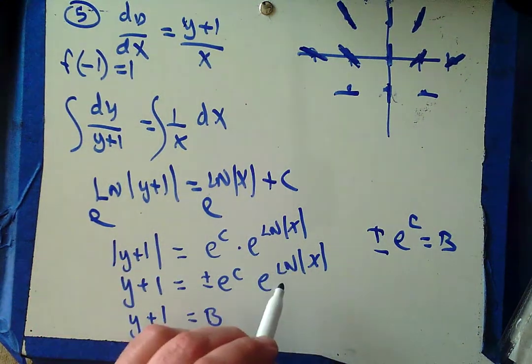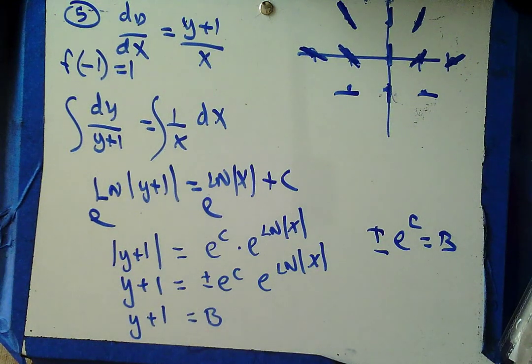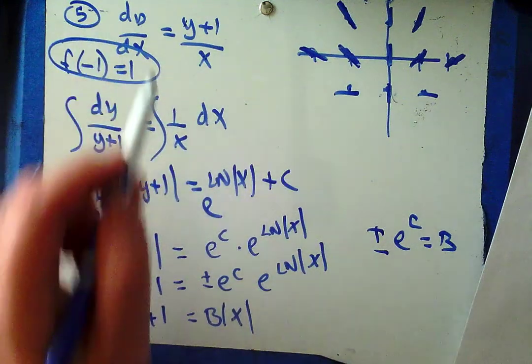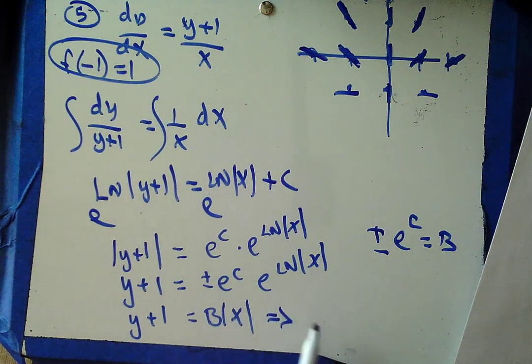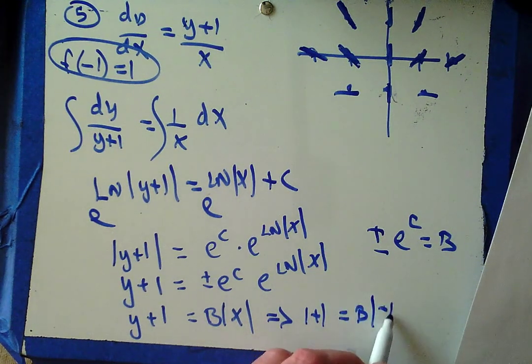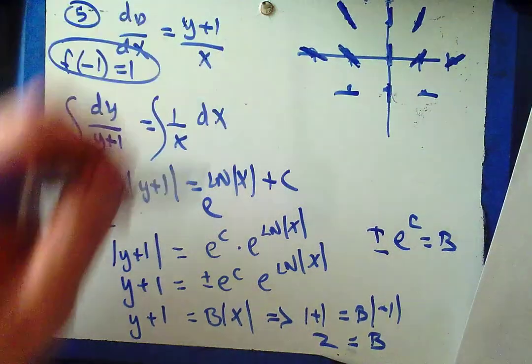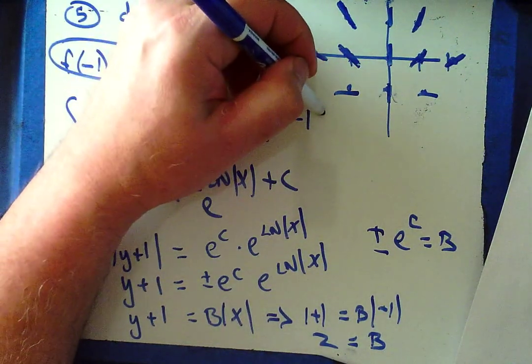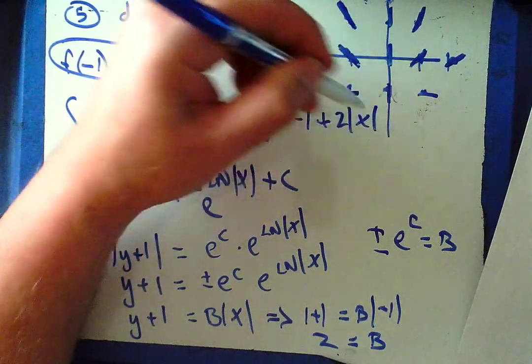And so now I've got y plus 1 equals b, and e to the ln, they undo each other. They definitely undo each other. So I end up with absolute x here. Okay, now let's plug in the initial condition. So we've got 1 plus 1 equals b times absolute negative 1. B equals 2. And so our specific solution, don't forget to subtract this 1. Y equals negative 1 plus 2 absolute x.